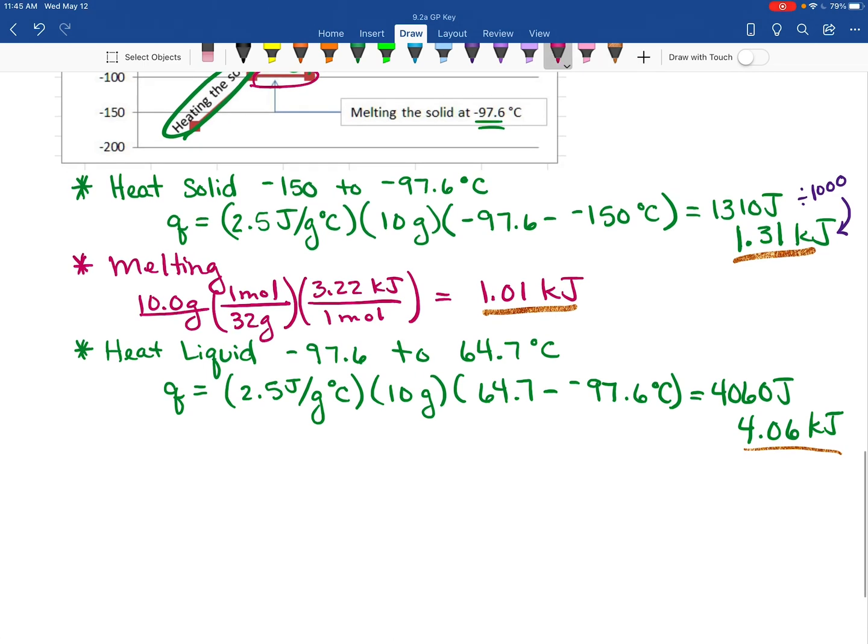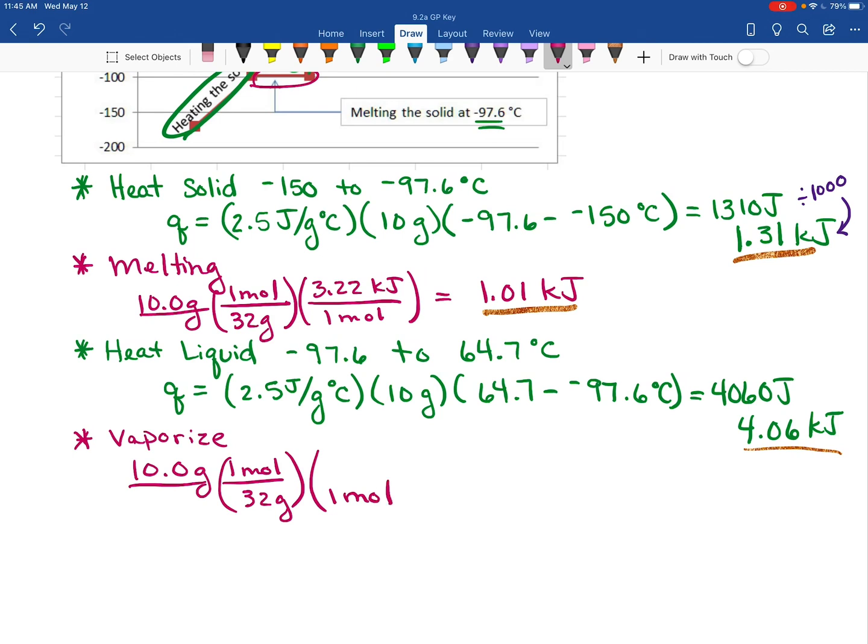Now we're going to do the next process, which is vaporizing. So we're going to vaporize or evaporate 10 grams, 32 grams per mole. For every 1 mole, it was 35.2 kilojoules. Do a calculation on that, and I got 11 kilojoules.